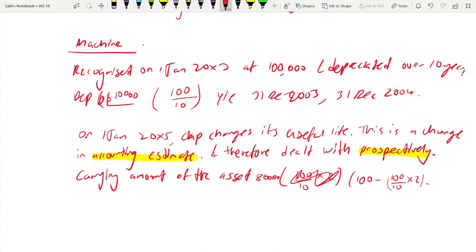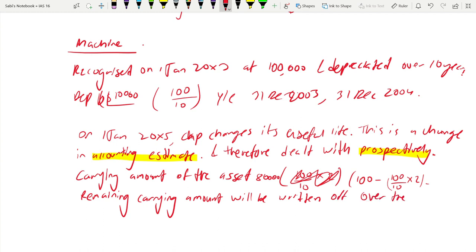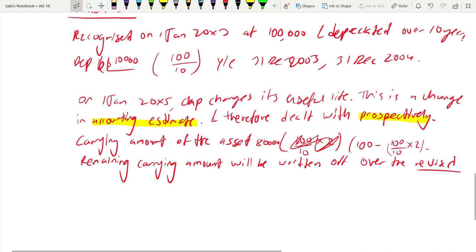The remaining carrying amount. You have to use the word remaining. Remaining carrying amount will be written off over the revised, use the word revised, useful life of 4 years. So from 10 years, it fell down to 4 years. Now what do?